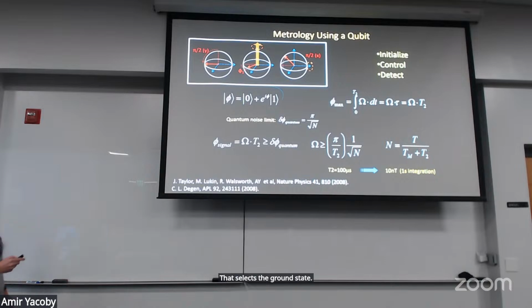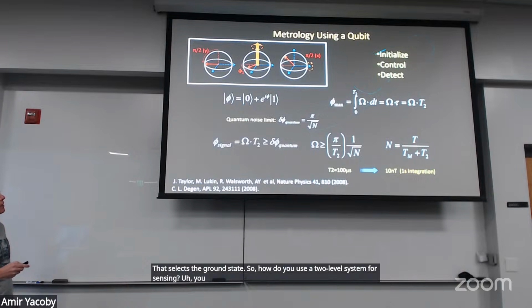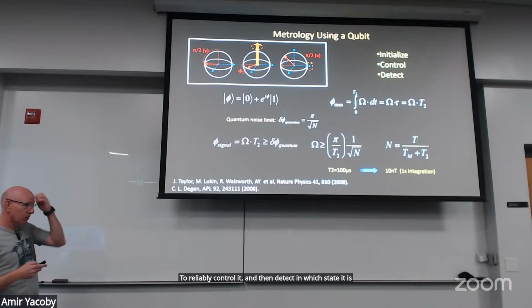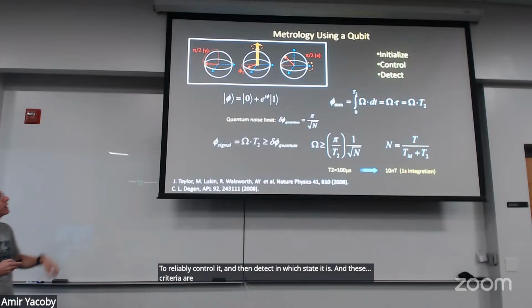So how do you use a two-level system for sensing? You need to satisfy three criteria: to be able to initialize it, to reliably control it, and then detect in which state it is. And these criteria are satisfied with the NV center.